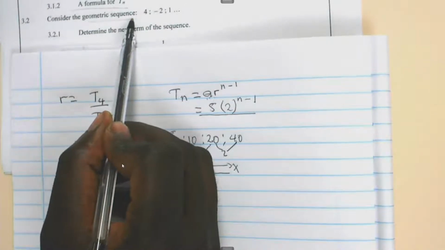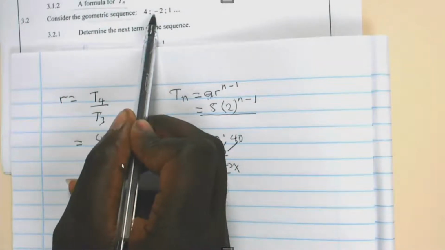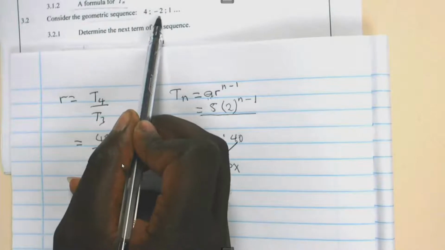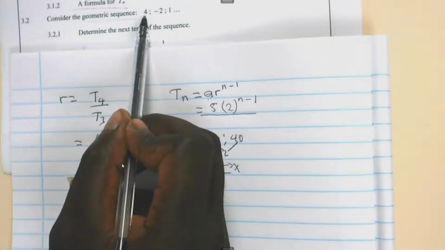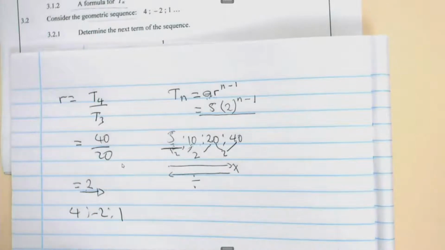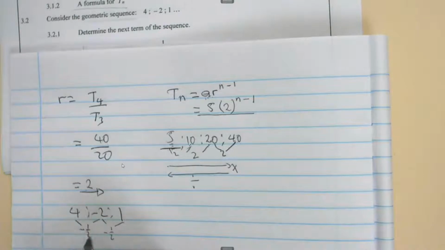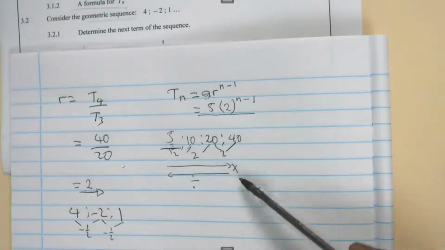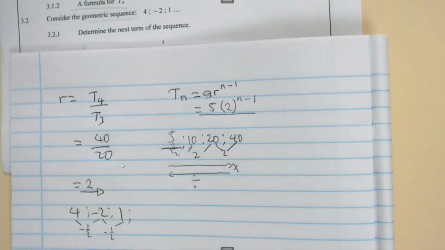Now, how do we find the constant ratio? 1 divided by -2 is -1 over 2. -2 divided by 4 is also -1 over 2, and that is constant or common. Now we have our r. The constant ratio is -1 over 2. Whatever we did here, we can also repeat it here for us to find the next term.